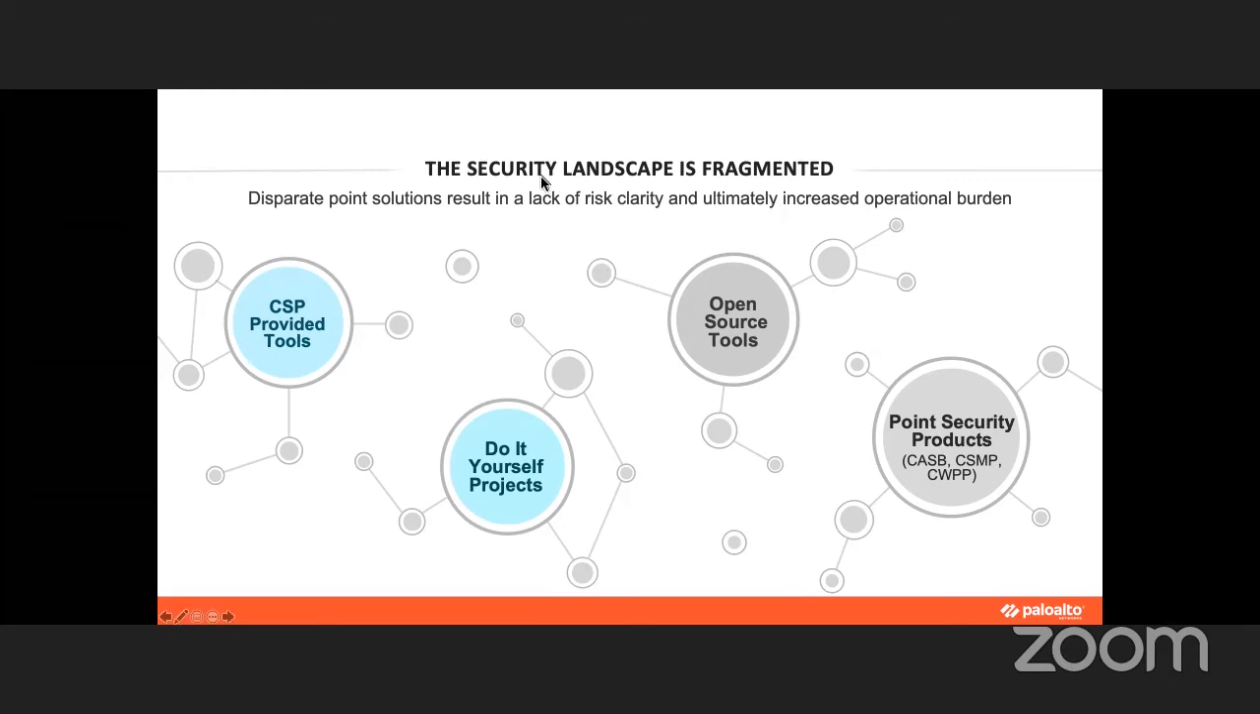The second and third options are probably reserved to organizations that are blessed with having enough people and being able to retain that talent and keep them upskilled. That's where we see a lot of use of open source tools and do-it-yourself projects. These are very people intensive. And I think these are usually reserved to organizations maybe the size of Netflix or Uber.